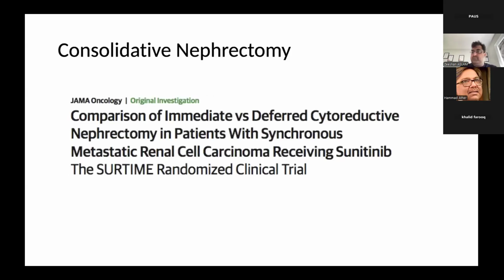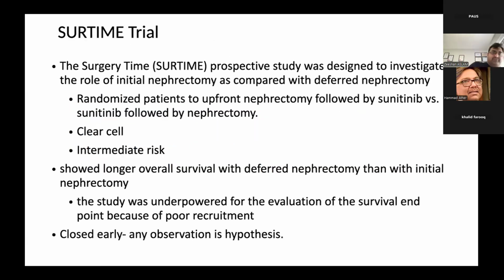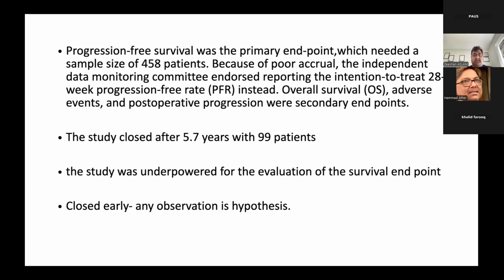So with that, we will move on to consolidative nephrectomy, which was a comparison of immediate versus deferred cytoreductive nephrectomy, called the NORDIC-SUN trial. Unfortunately, the CARMENA trial was designed to investigate that, and it was only clear cell cases and intermediate risk disease. What it suggested was longer overall survival with deferred nephrectomy than with upfront radical nephrectomy. But the study was thought to be underpowered, and it closed early. There were only 99 patients. So any observation from this study could be hypothetical.